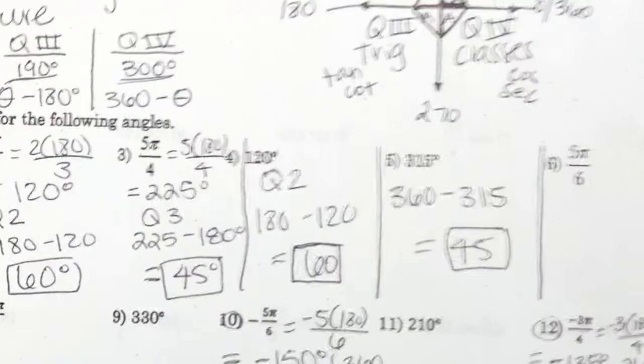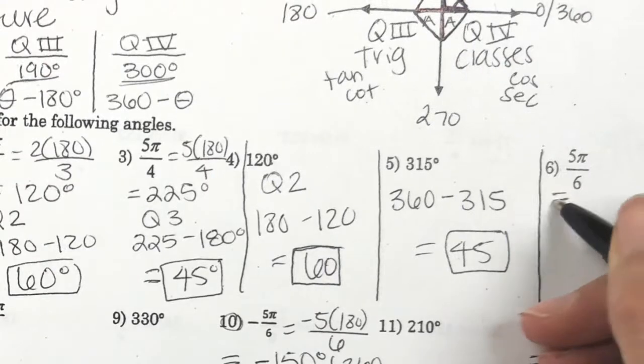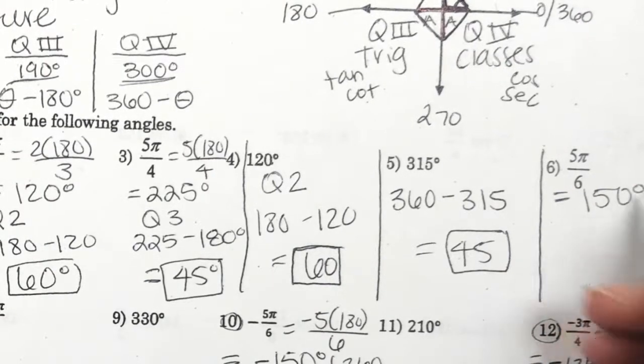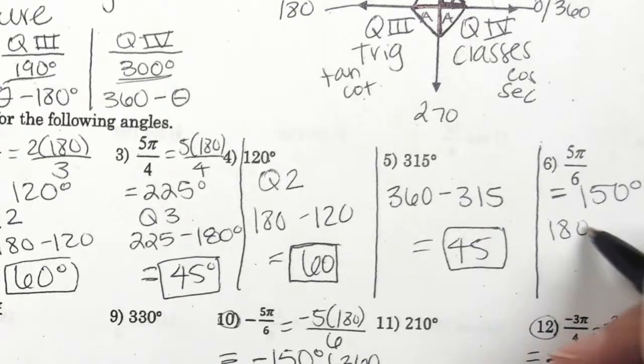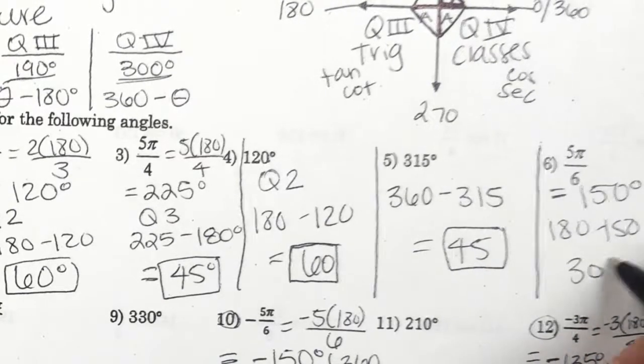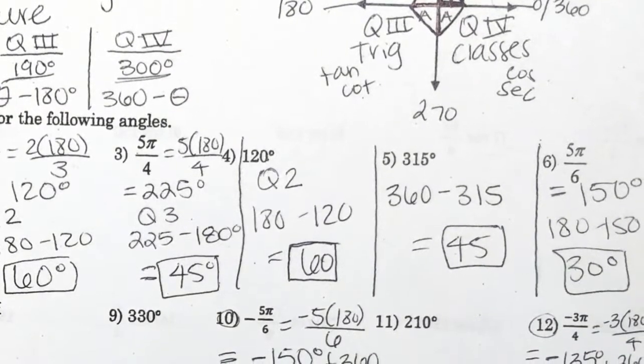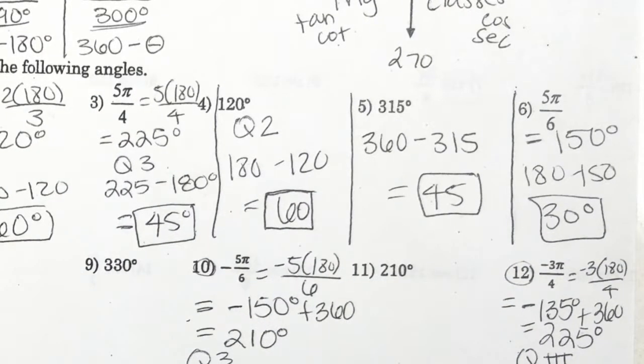Alright, what is number 6? What is that angle? 150? That's in quadrant what? So we would do and get, very good. Questions about those? Okay, what about this one? What is this degree?